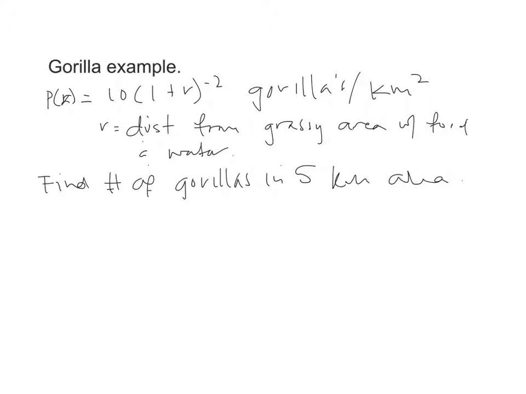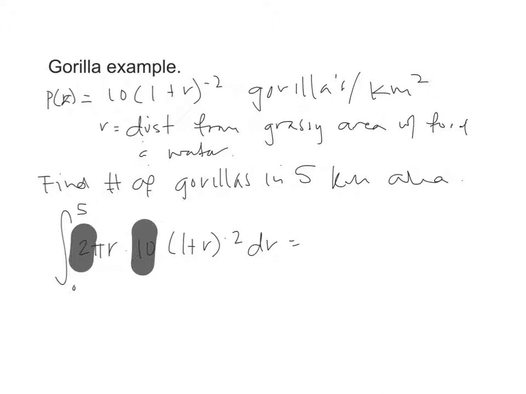To do that, we're going to integrate 2 pi r times 10 times (1 plus r) to the negative 2 dr. I need some bounds, so I'm going to start in the center and go to the edge of the radial that I'm concerned with. Let me clean this up. I'm going to take the 2 and the 10 out, so I get 20, still 0 to 5. I can take that pi out too. And I have r times (1 plus r) to the negative 2 dr.